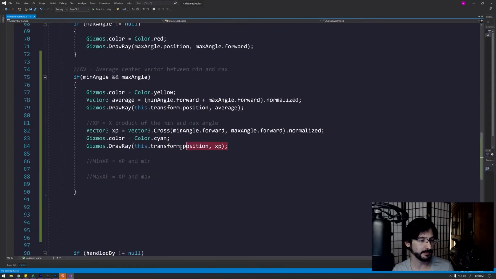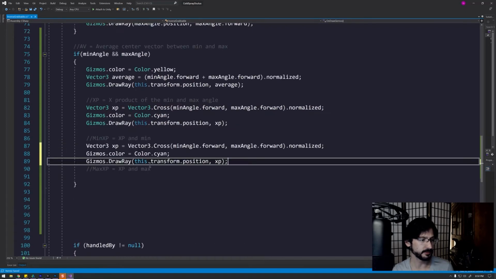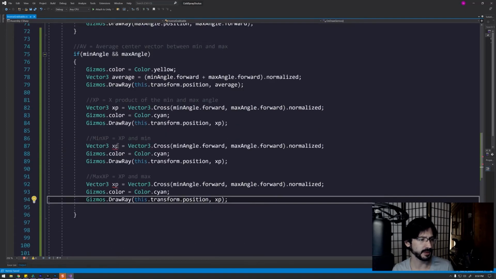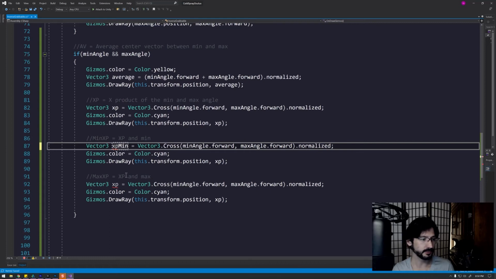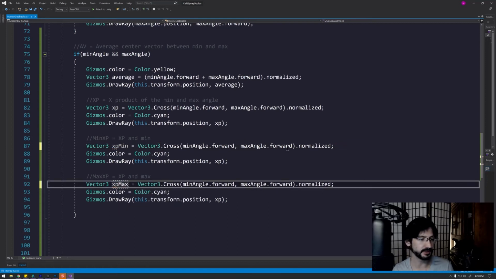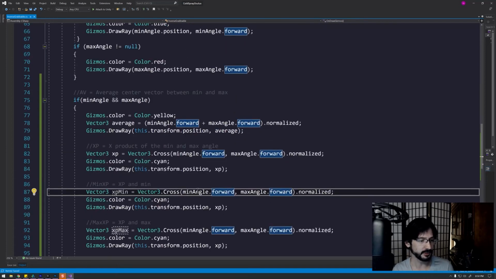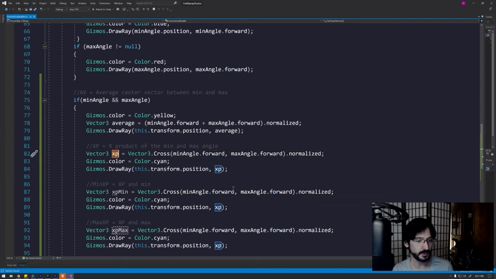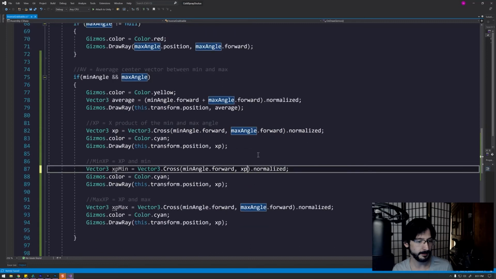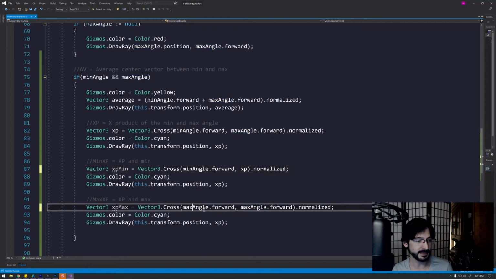And we're going to grab this code again, and we're just going to paste it. And that's cross product. We'll do cross product min, and then we'll do cross product max. So we have some unique variable names. And then here we have the cross product of the minimum angle. And this time it's just going to be the min angle with the XP value. And this other one is going to be the max angle with the XP value here.